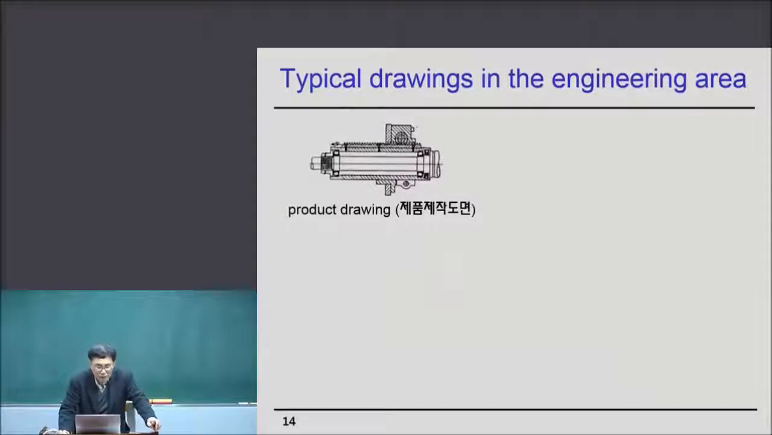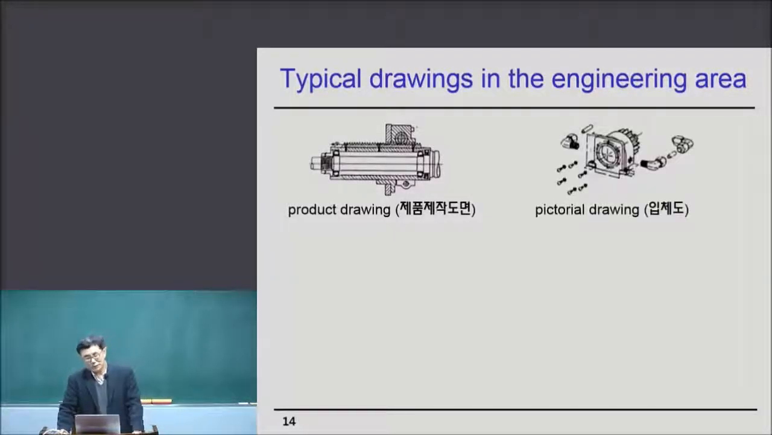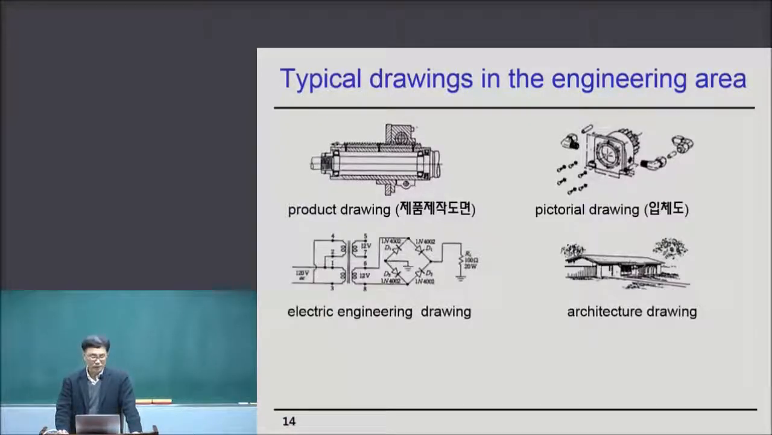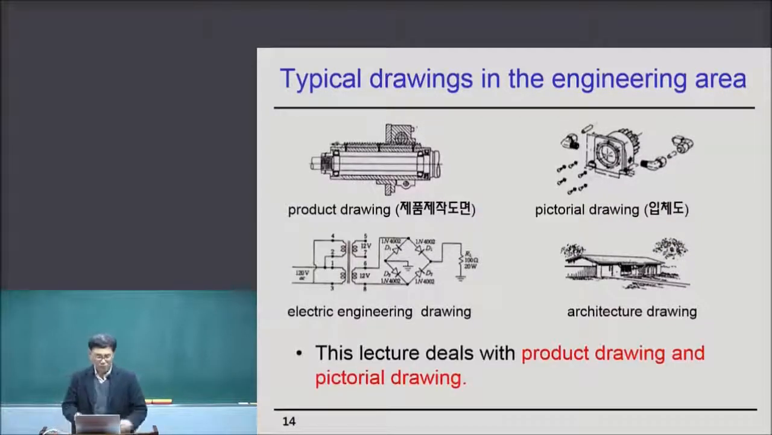All right. And there are so many typical drawings in the engineering area: part drawing, pictorial drawing, electrical engineering drawing, and architecture drawing. There are so many types of drawings. But in my lecture, I'm going to deal with the product drawing. This is a product drawing. And also pictorial drawing. Pictorial drawing is very important, actually. Very, very important.